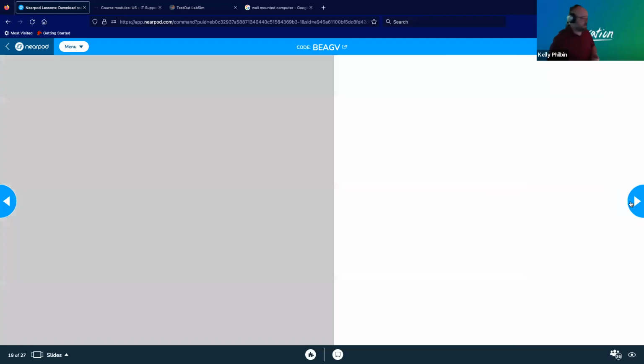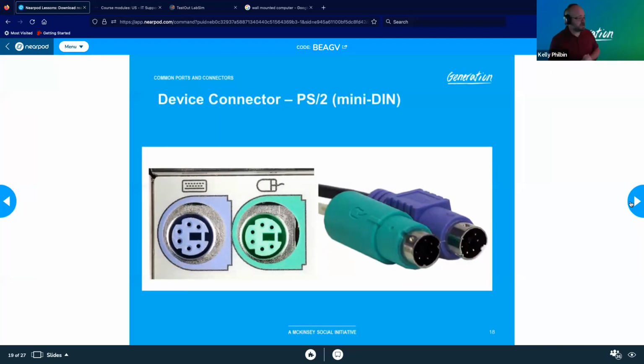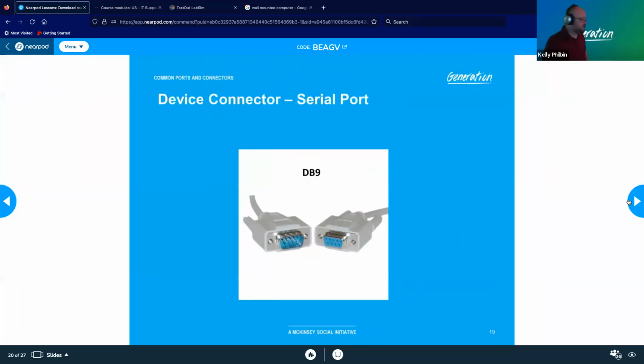All right. Again, we went through this from before. The mini DINs or PS2 for your keyboard and mouse. Again, these are a legacy technology that are getting phased out. Serial port also getting phased out.